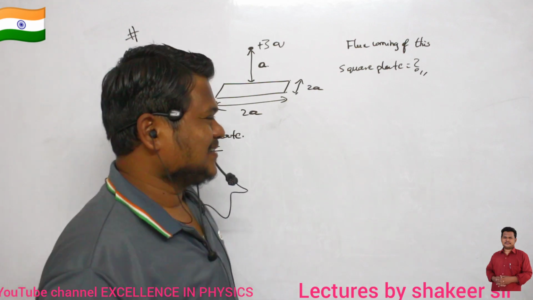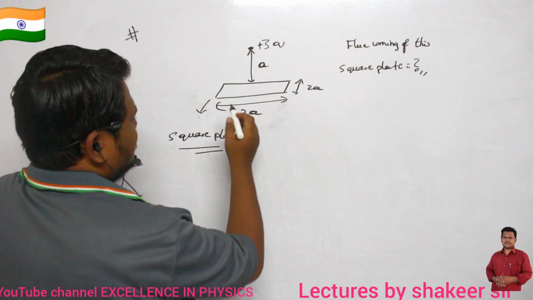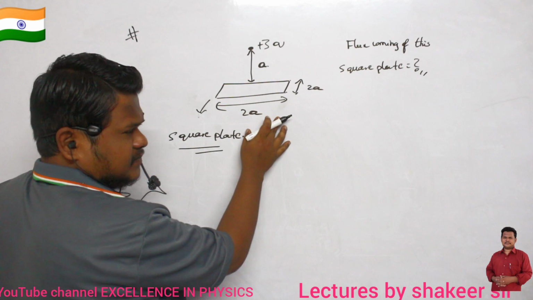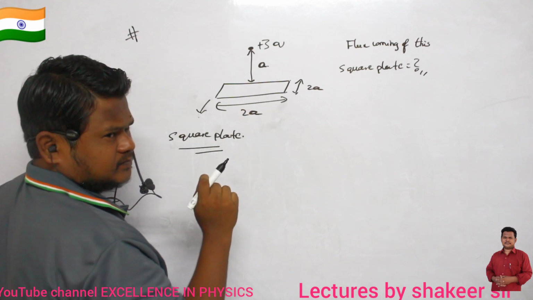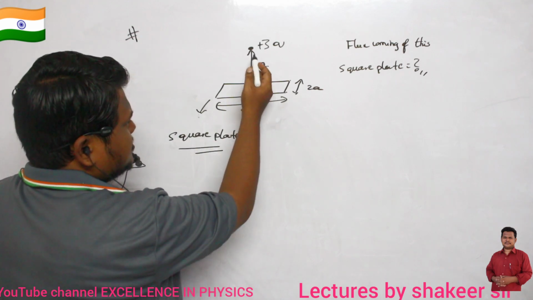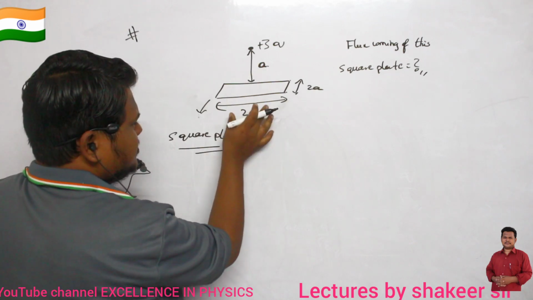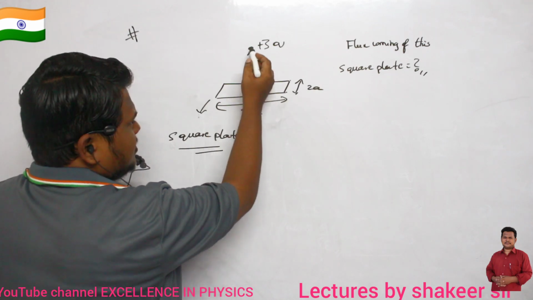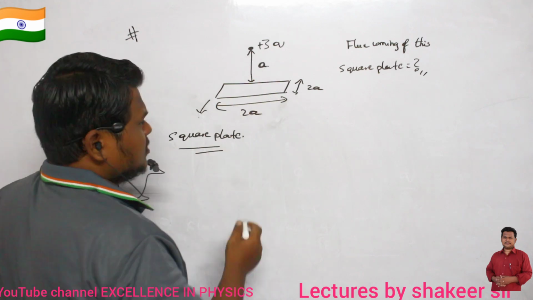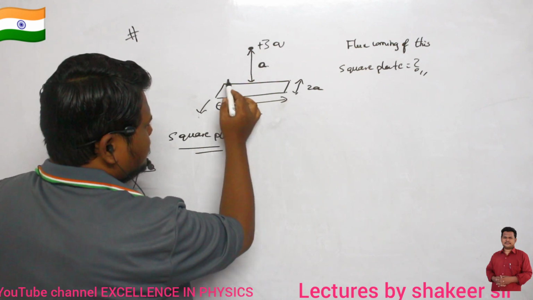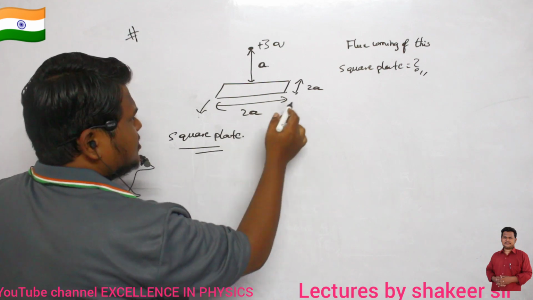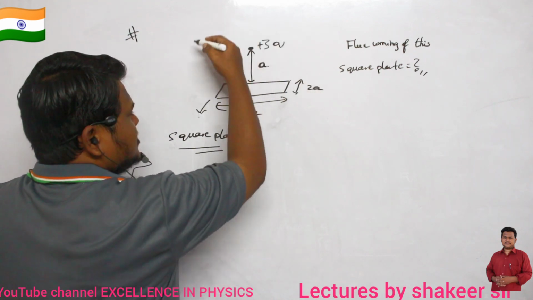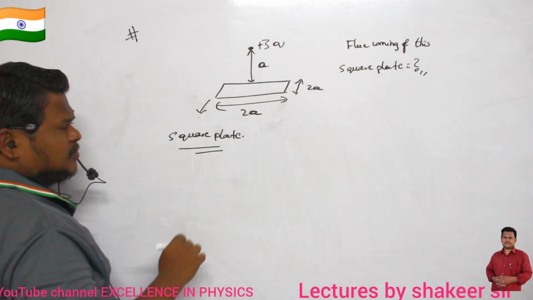See, what is the shape of this plate? Square plate, no? And what is the distance of the charge? Half the distance of each side. This total side is 2a, so it is present exactly at a distance of a. If I consider this as one face of a cube, then this charge will be present at the center of the cube, no? Are you able to understand?